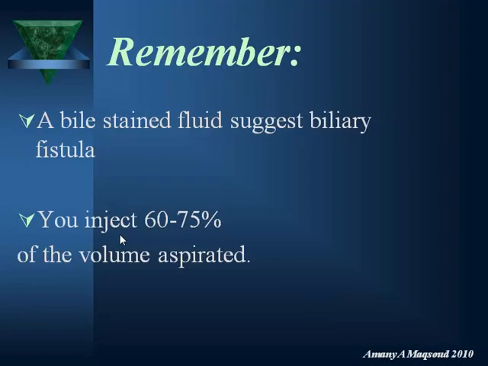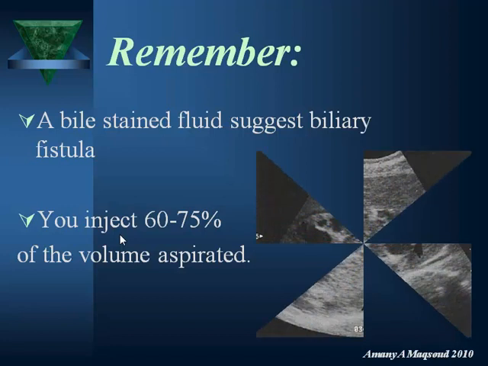Now take care that if the fluid aspirated is bile stained, you should think of a biliary fistula and you should call for surgery, and that you inject 60 to 70% of the volume aspirated. If you aspirated about 1 liter or so, you should inject a scolicidal agent of about 70 cc, enough, not all the amount aspirated. You should not inject all the amount aspirated. Okay, this is very important.